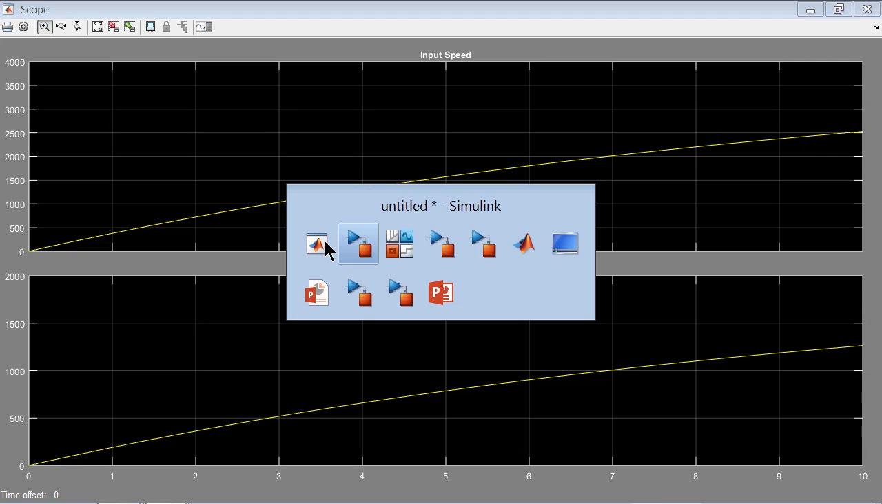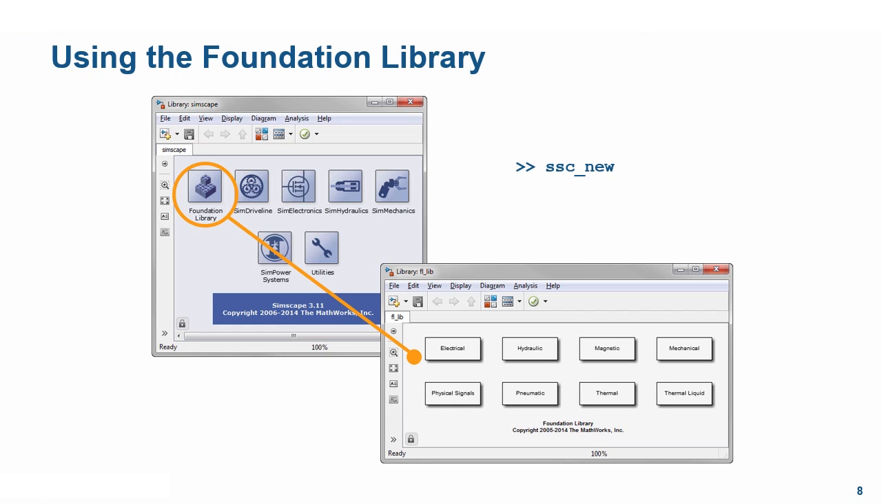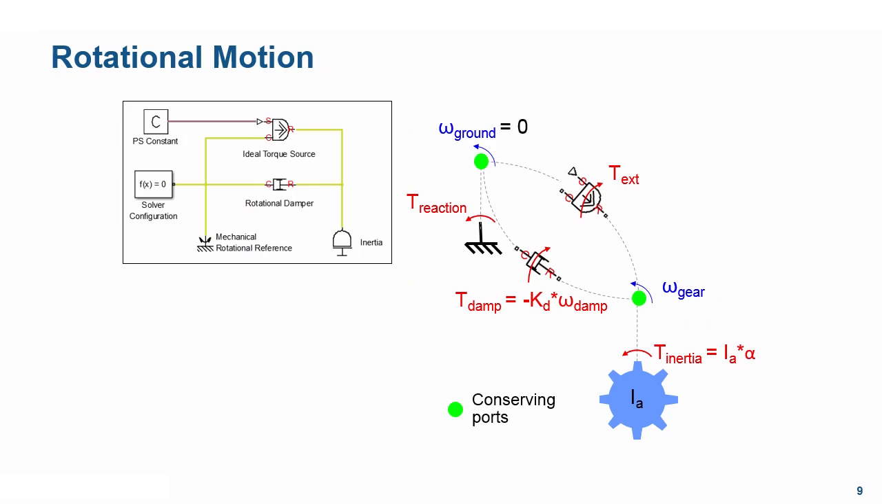Let's go back to the presentation to do a recap. We first used the ssc_new command to bring up a template Simscape model pre-populated with the necessary and useful Simscape blocks. We then used the foundation library to start building the mechanical system. A good way to think about Simscape networks is to visualize every connection point as having a consistent across variable and to visualize the blocks as applying the through variable. For the spinning gear, there exists a connection point that is connected to the inertia, external torque, and the damper.